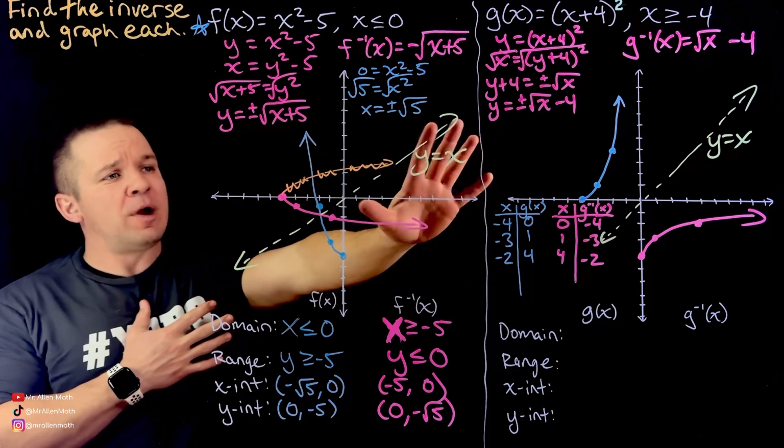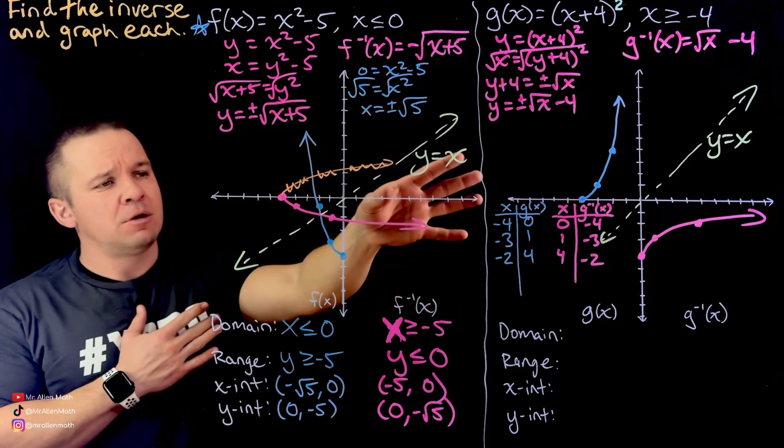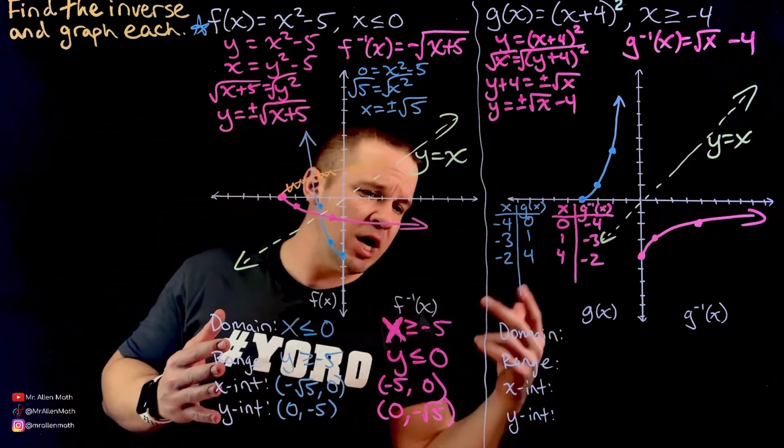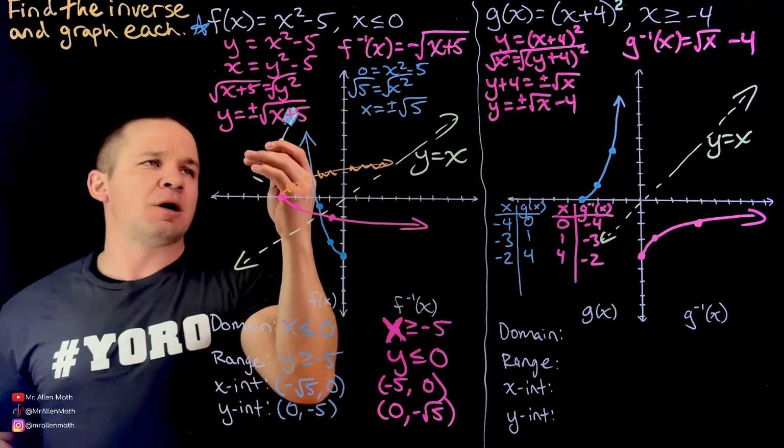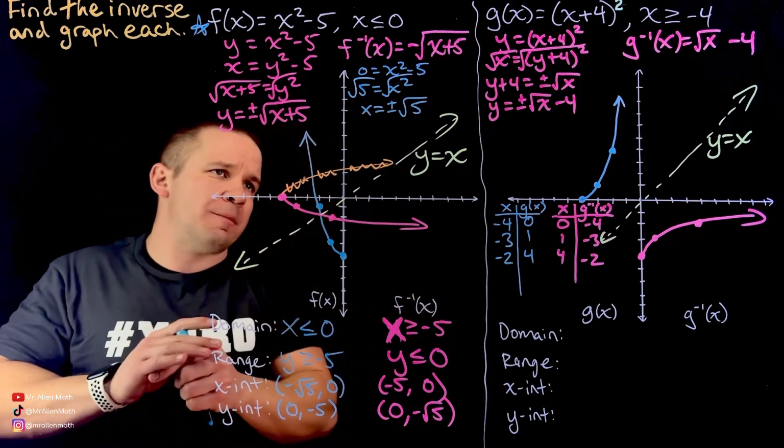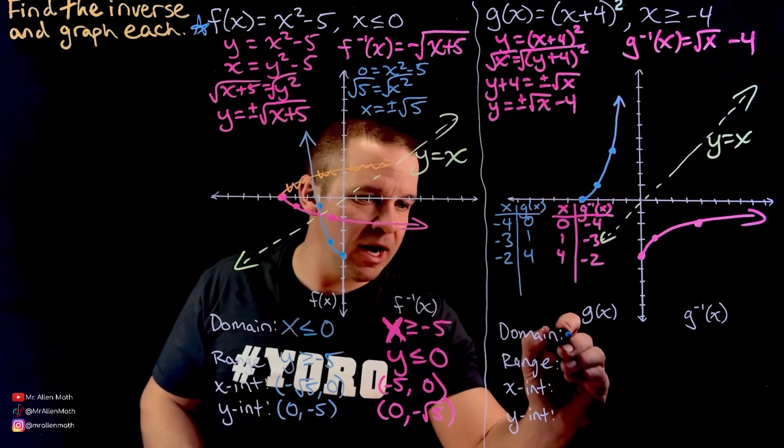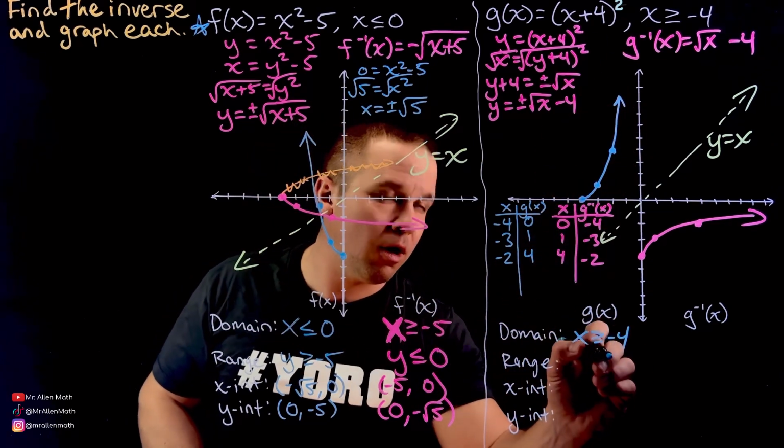All right, so there we go. We got our graphs, little table of values action. Let's get our characteristics here: domain, range, x- and y-intercepts. I'll start with the original, blue. So my domain here was given to us, right? x is greater than or equal to -4.